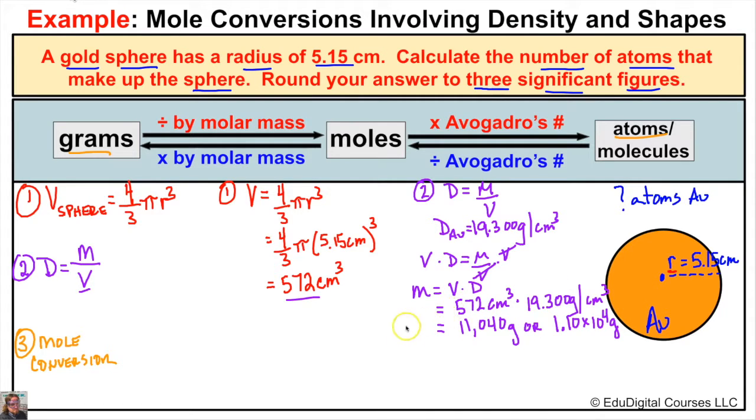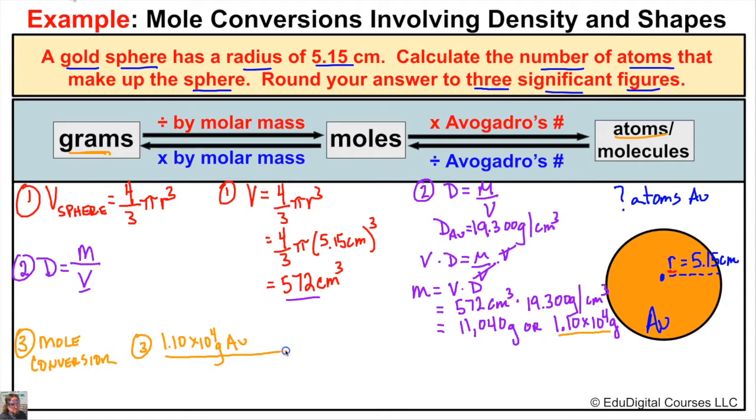So now that we know the mass, in step 3, what we can now do is we know the mass in grams. It's right here. So we can run it through the mole conversion process to figure out the number of atoms. So let's go ahead and do that. In number 3, we know the mass of this gold sphere here. We just figured it out. It's 1.10 times 10 to the fourth grams of gold.